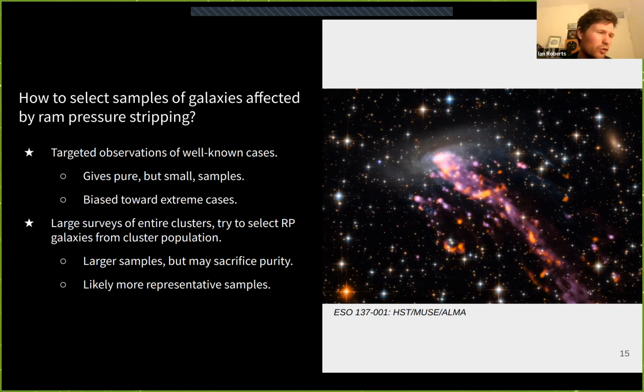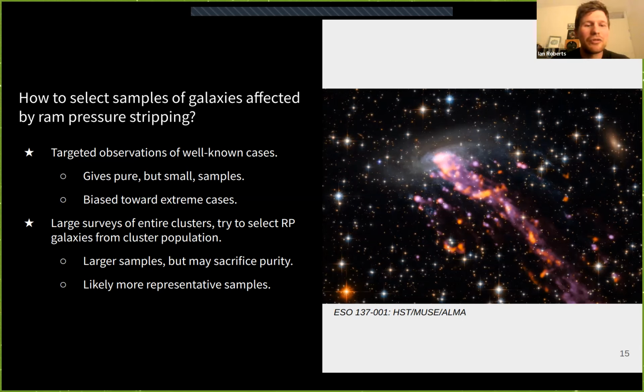You might see a warped disk, you might see sort of a tail-like feature, but it's hard to say for sure whether this is ram pressure stripping. I've done this myself, and I've looked at a lot of galaxy images, and it's hard to know for sure. You can put forward candidate objects, but it's hard to be conclusive.